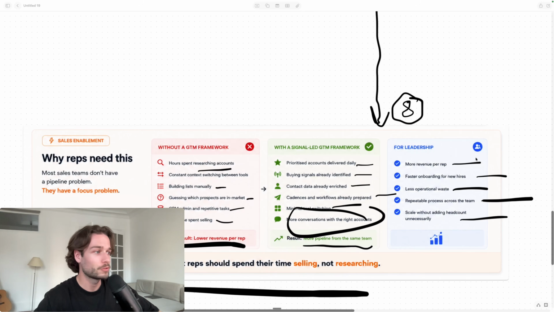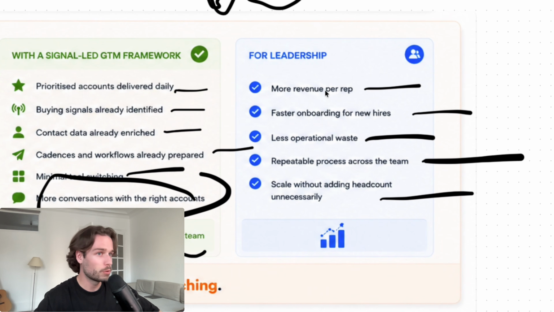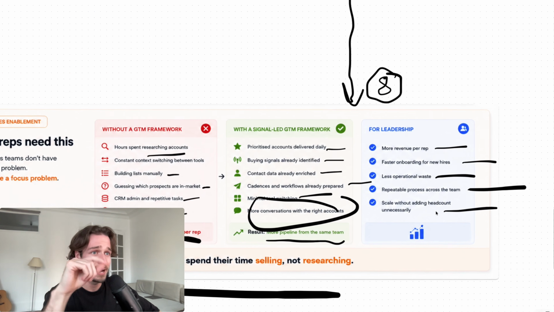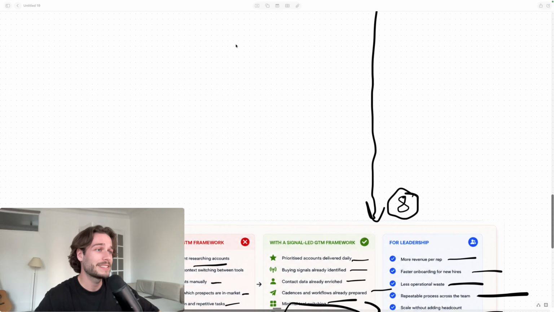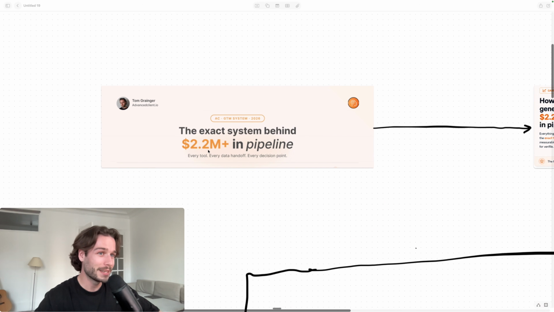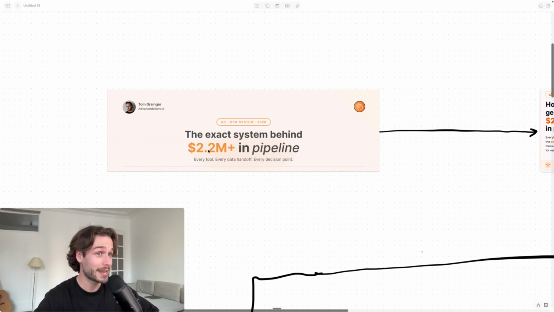If you're watching this right now, it means that you're getting more revenue per rep, faster onboarding for new hires, less operational waste, a repeatable process across the team, and you can scale without adding headcount unnecessarily. So you don't need to sit there and think, God, I've got this new quota that's come through from the boss. I'm going to have to go out and hire 5 new reps, but I know the profitability per rep is going down. No, with this system, the exact system that we installed for our client Verifile to generate $2.2 million worth of pipeline within just 90 days.